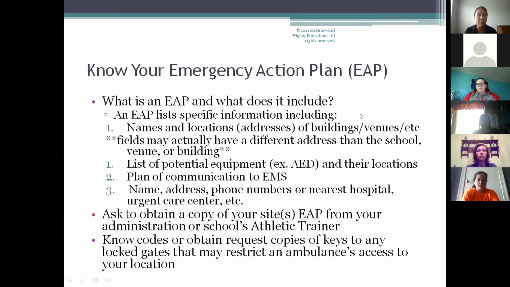Lastly, part of this EAP also includes knowing any codes, meaning maybe there's locks on gates, a master lock with a code, how to open it. Or maybe you should obtain or request to obtain copies of keys to any locked gates. We want to look at the gates around our fields and think about what may restrict access for an ambulance to get to your location. We should know those codes, obtain or request copies of keys, so we have that information on hand that we can make access to that individual in need as fast as possible.